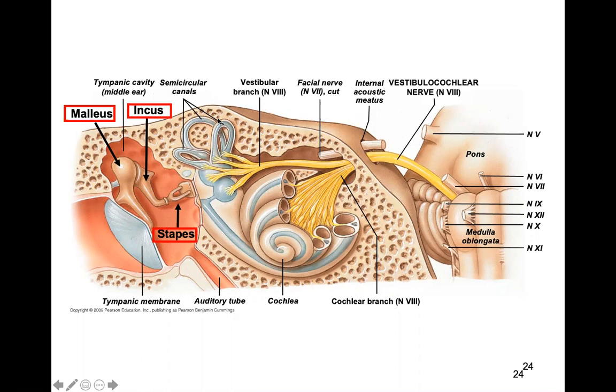And there are these little crystals that move and stimulate these little hair-like structures in each of these canals. And it sends signals to your eyes, it sends signals to your neck muscles, and it sends signals to your cerebellum, which controls your balance and coordination. This is why when people have vertigo, their sense of balance is completely thrown off.